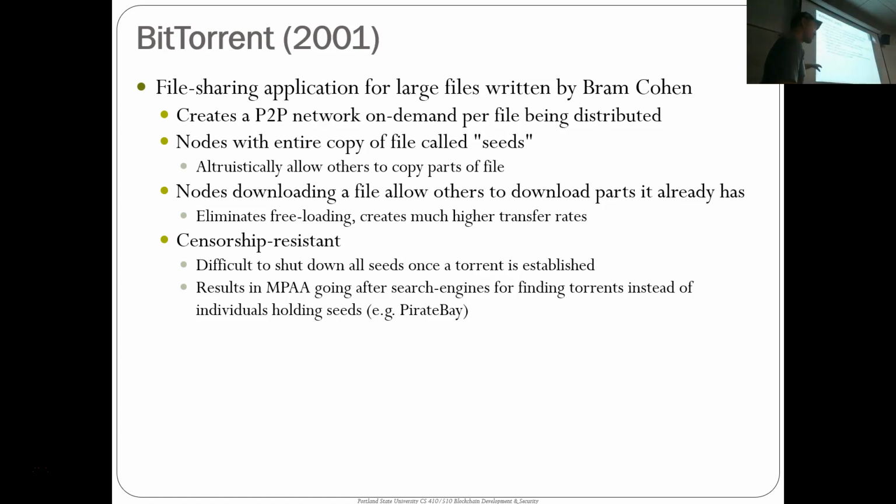What made more sense for the MPAA to do, eventually you have to find the tracker. And the way people were finding a tracker was to go to a central search engine where people are registering their trackers, and then people wanting to download something are searching for particular content. This is what Pirate Bay was. So this is why the MPAA went after Pirate Bay. This was the search engine for BitTorrent content.